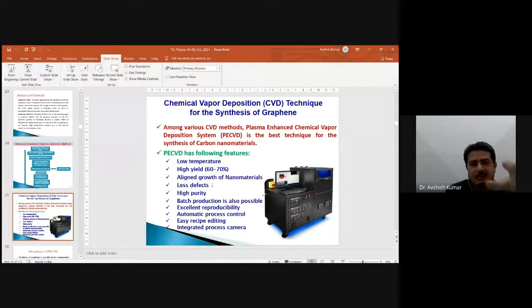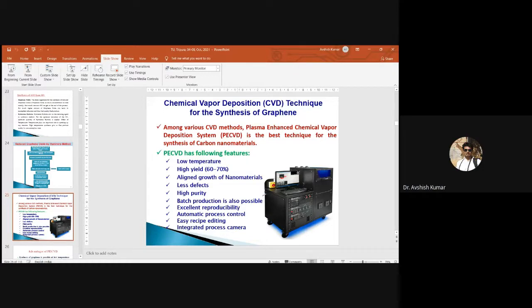You will get fewer defects. High purity is possible. Batch production is also possible. And another important point is the excellent reproducibility. You can reproduce the material with this instrument, because there is an automatic process control in the system.